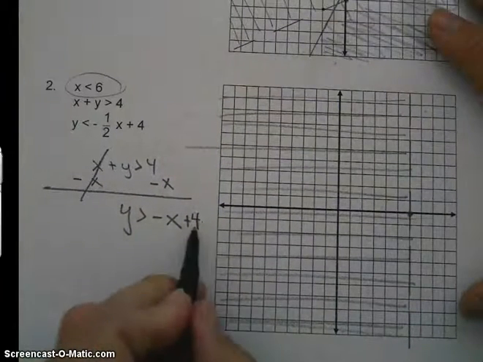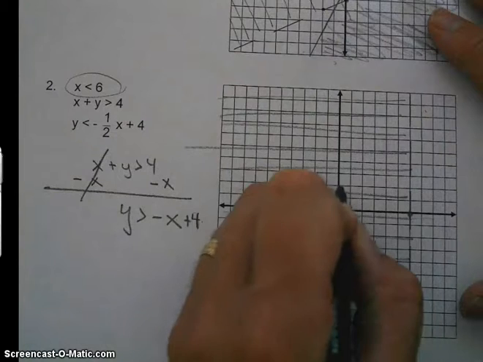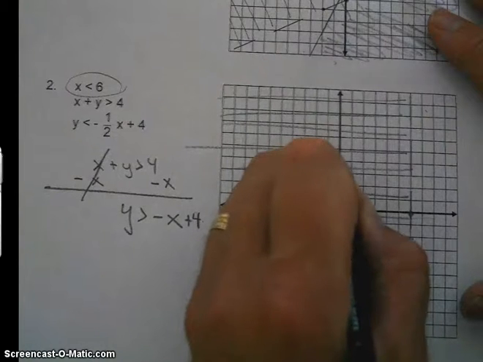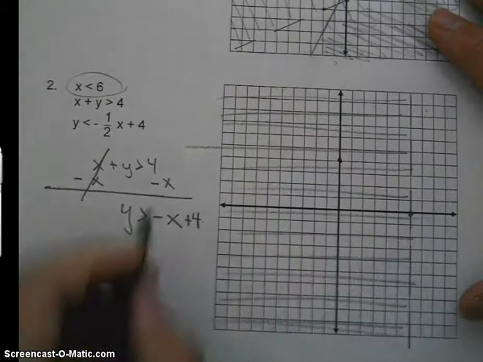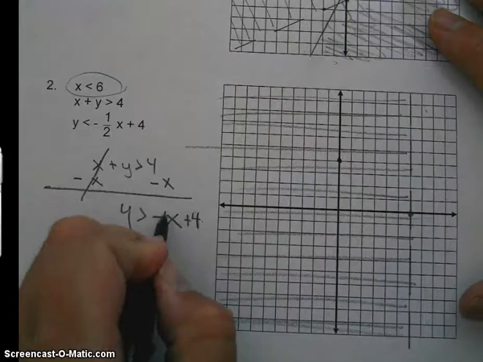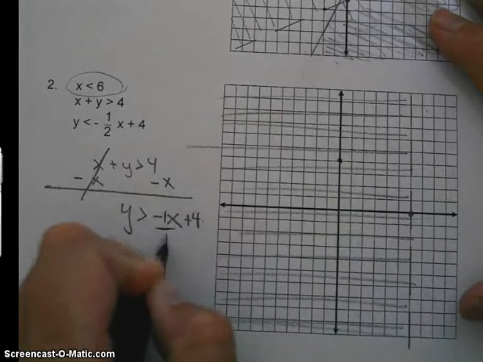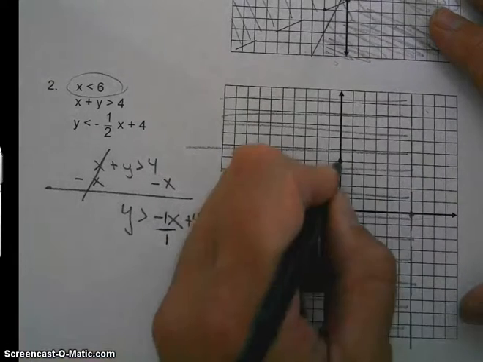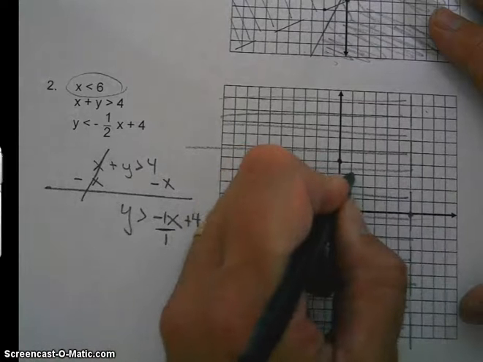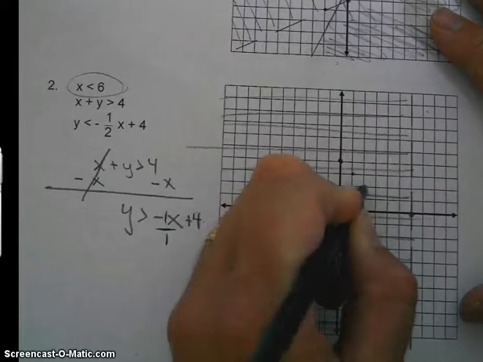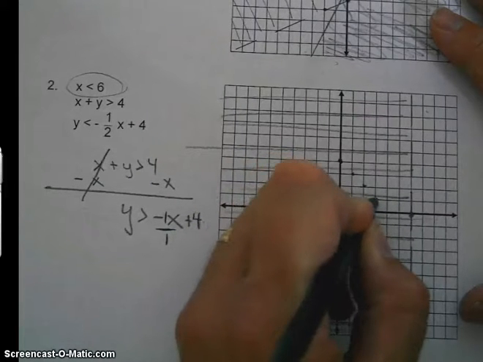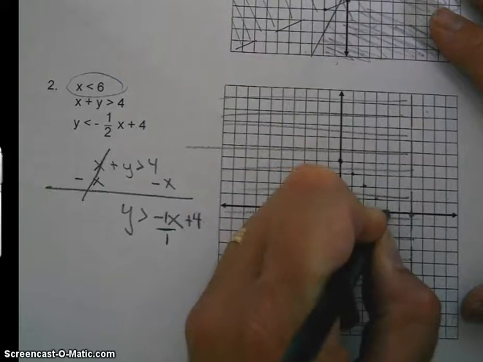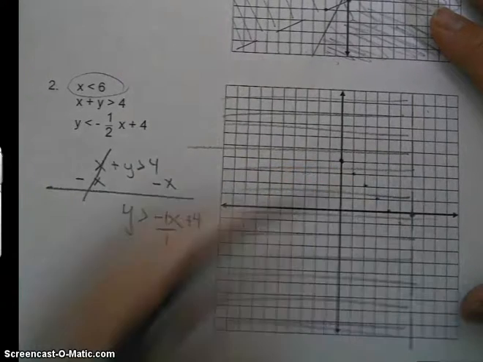So starting point is 4, so 1, 2, 3, 4. Slope is negative 1 over 1. So we're going to go down 1, right 1. And we can continue on with that pattern depending on how many points you want to have. The more points, the more accurate it's going to be.